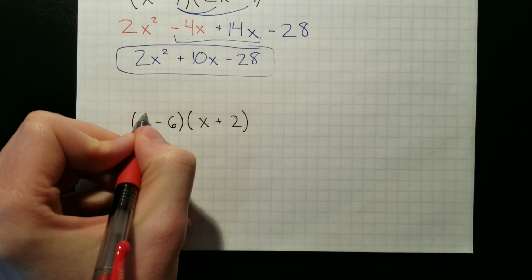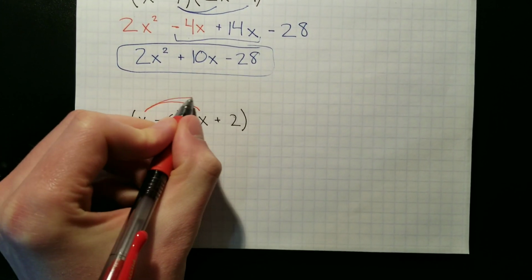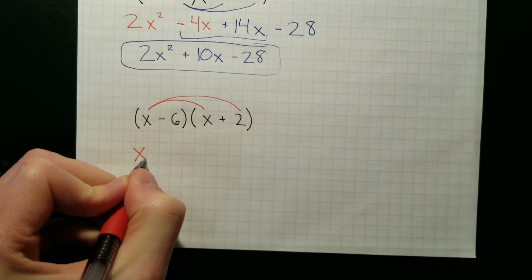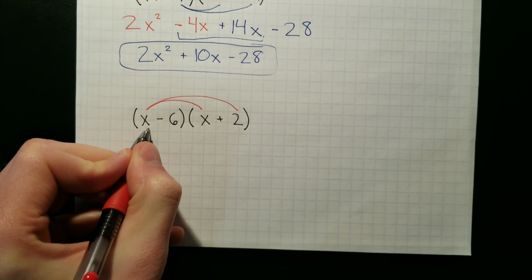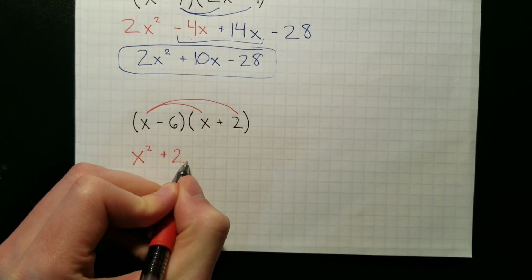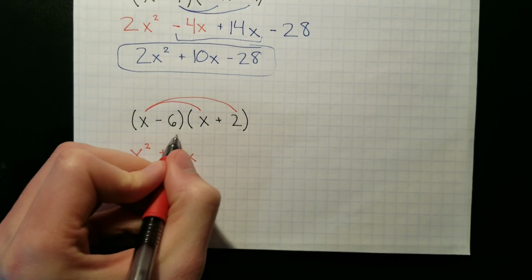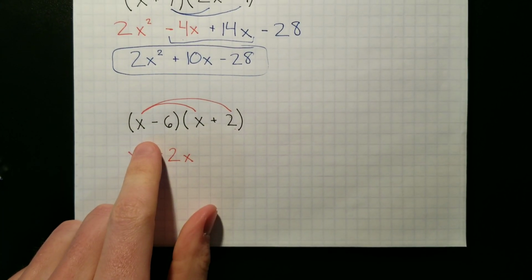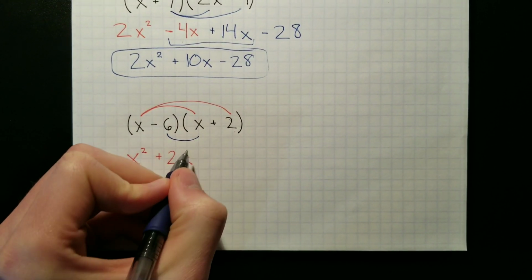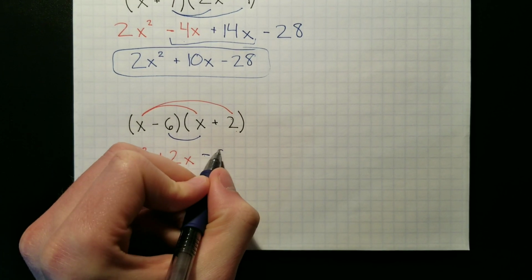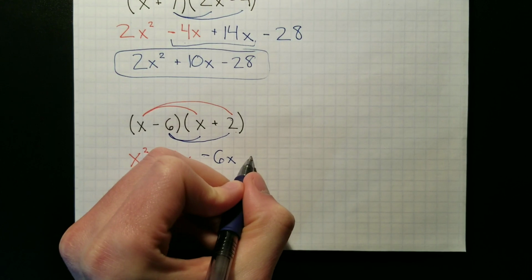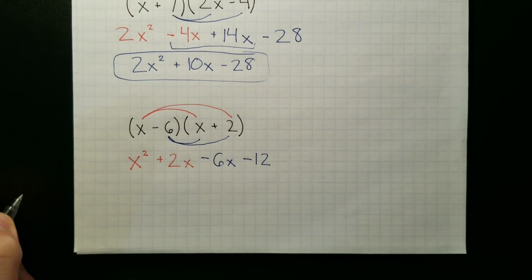So we start out with distributing x to both terms. So we start with x times x is x squared. x times 2 is 2x. And we're all done distributing the x, so that means we have to move on to the negative 6. Negative 6 times x is negative 6x. Negative 6 times 2 is negative 12.